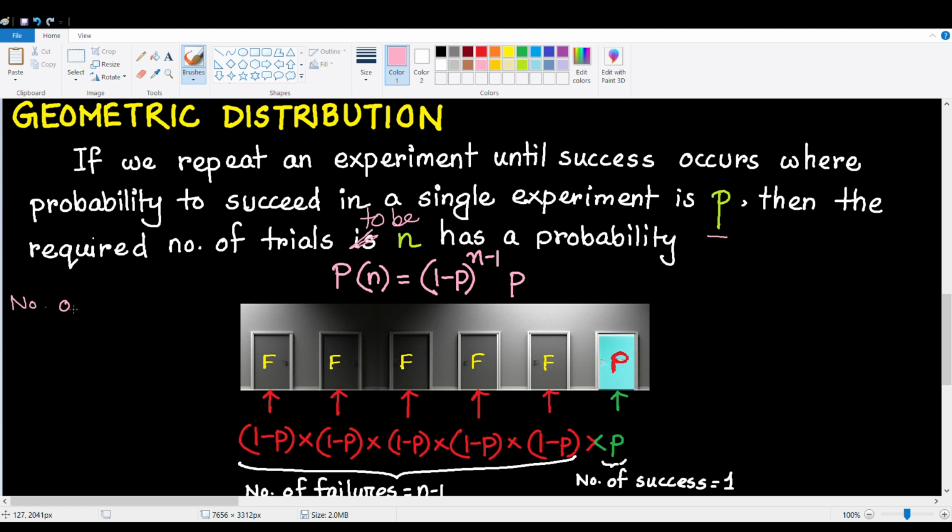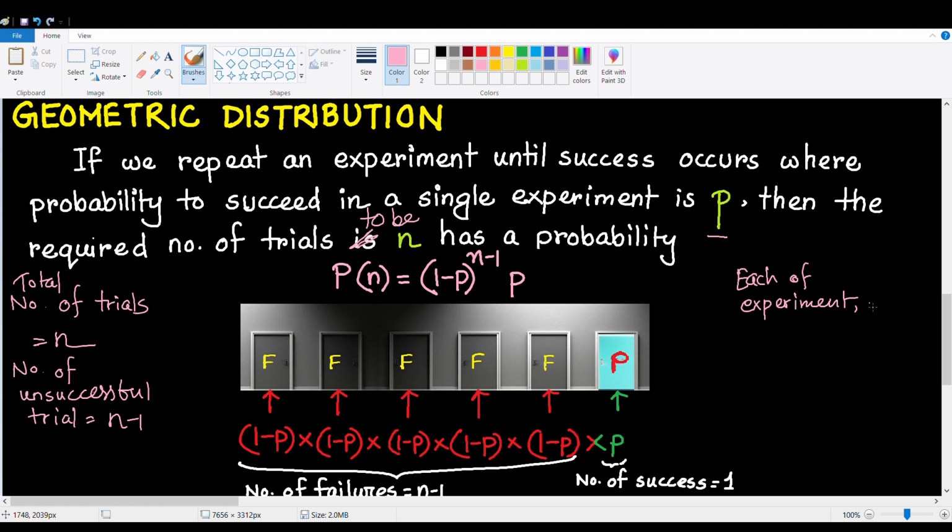The number of trials of the experiment you are conducting is, suppose, n. Okay, the total number of experiments is n. Now you want to be unsuccessful for the first n minus 1 times. So the number of unsuccessful trials equals n minus 1, right? Now each experiment has a probability of success equal to, say, small p. So the probability to fail in an experiment would be 1 minus p, right?